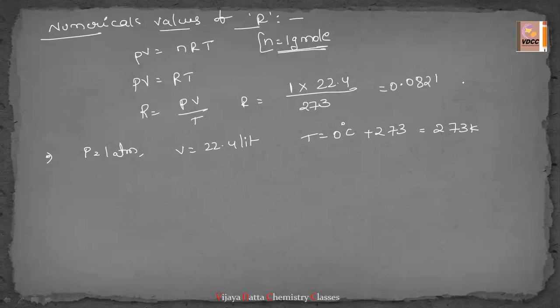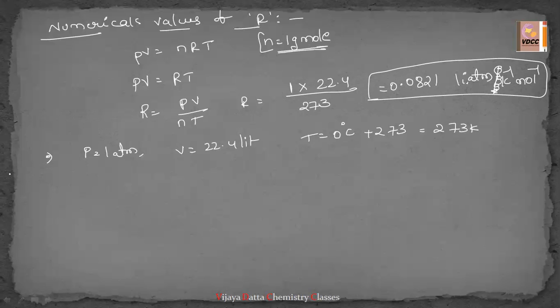You will get 0.0821 liter atmosphere per Kelvin per mole, that is, Kelvin inverse and mole inverse. Why mole inverse? Because n is the number of moles; we are writing PV by nT, where n is the mole and T is the temperature, and we are taking n equal to 1 mole. So its units will be 0.0821 liter atmosphere per Kelvin per mole. If you write the per, then there is no need to write the inverse; if you are not writing the per, then you have to write the inverse. This is one type of value for R.